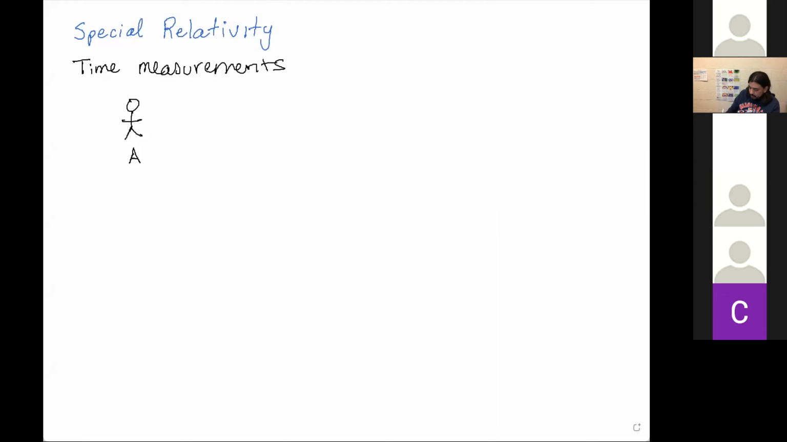All right. So this is special relativity. And the first thing we're going to talk about is time measurements. So let's say that we had two observers, A and B. So the first thing that I want to do is, let's say that there was an event happening. This event could be an explosion. So an explosion happens here. So this is event happening.